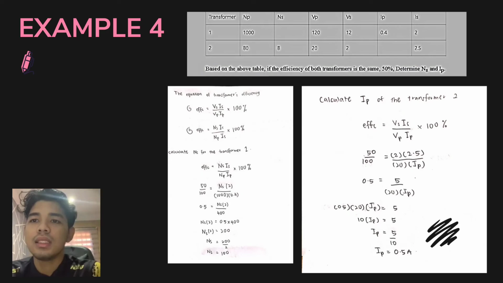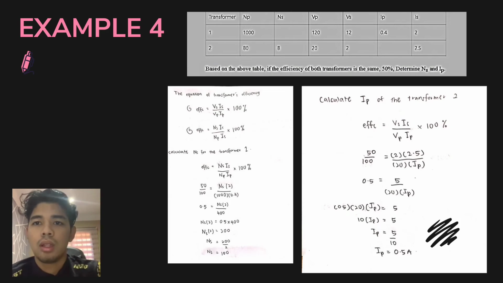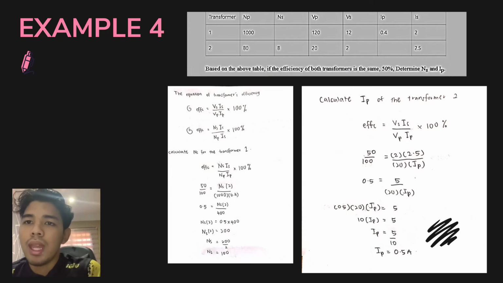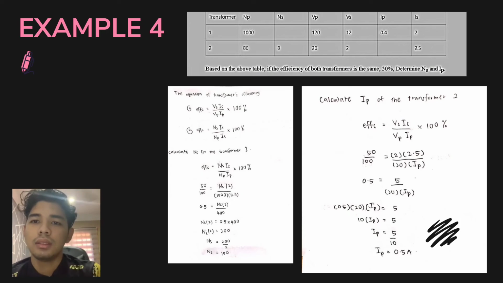For the second transformer, the missing information is IP. So we will use the same formula. Okay, for information, 50% efficiency, VS equal to 2, IS equal to 2.5, VP equal to 20, and IP we want to find. Then 0.5 multiplied with 20, we get 10, and the final solution is 5 divided by 10, and the answer is 0.5 ampere.